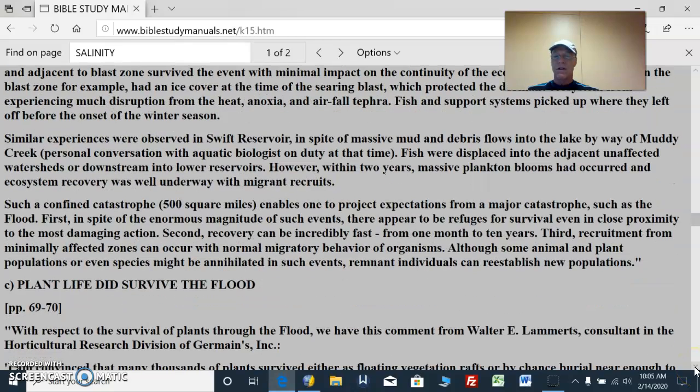Such a confined catastrophe, about 500 square miles, enables one to project expectations from a major catastrophe like a worldwide flood. First, in spite of the enormous magnitude of such events, there appear to be refuges for survival even in close proximity to the most damaging action. Second, recovery can be incredibly fast, from 1 month to 10 years. Third, recruitment from minimally affected zones can occur with normal migratory behavior of organisms. Although some animal and plant populations or even species might be annihilated in such events, remnant individuals can reestablish new populations.